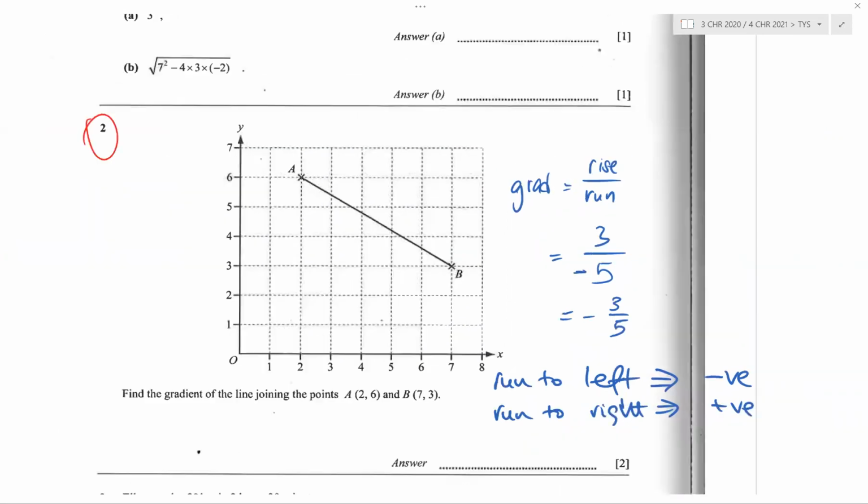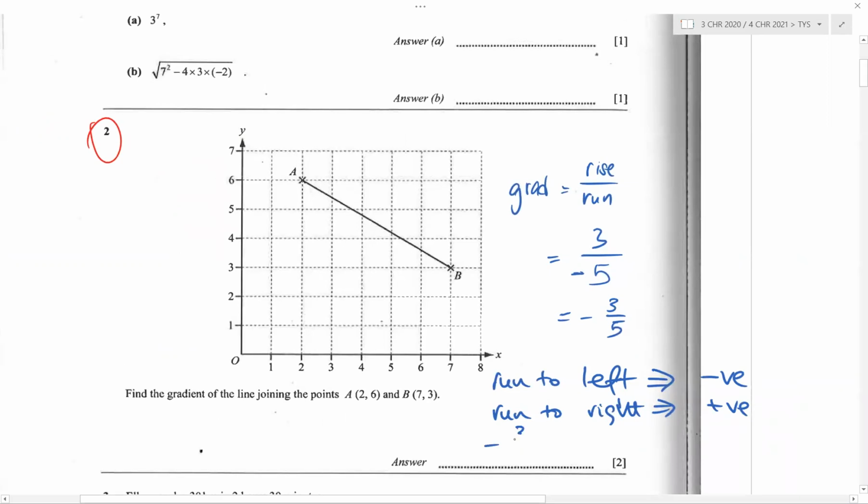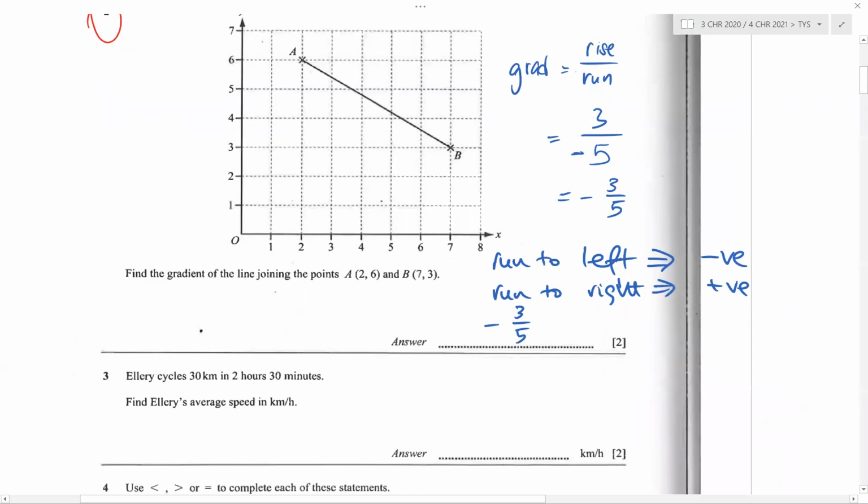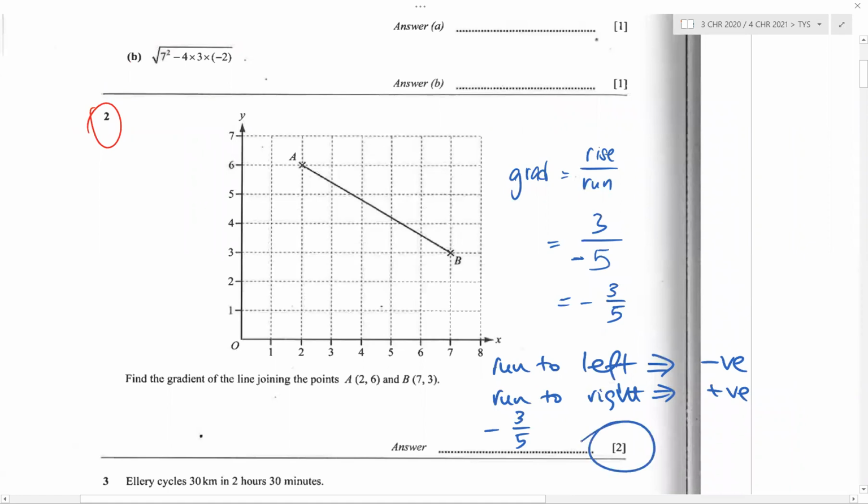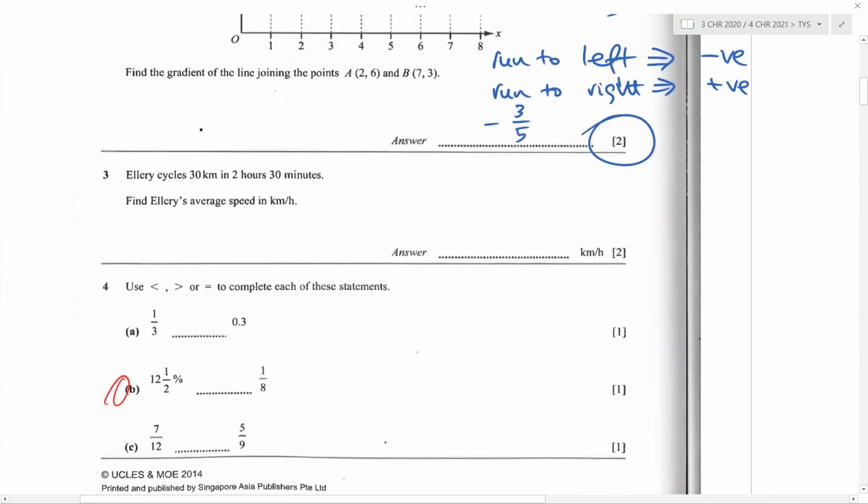Okay? Okay, so that's the gradient. Negative 3 over 5. So look at it. 2 marks. 2 out of 50 marks. That's a very good deal. Provided you remember, rise from bottom, count up. Run to the left, negative. That's all. Yes, run to the right is positive. Okay.